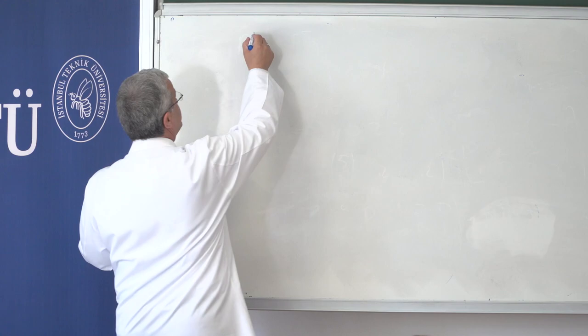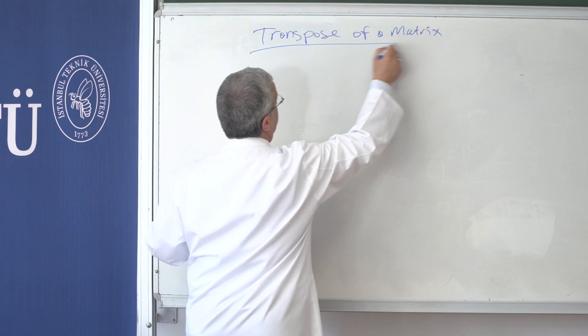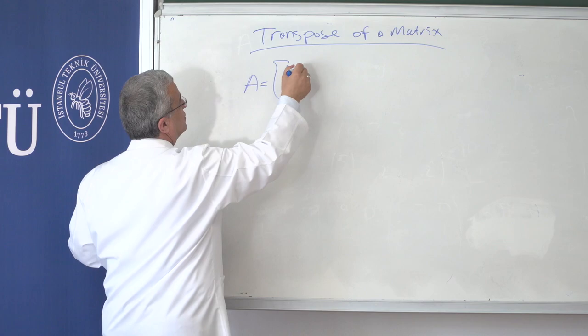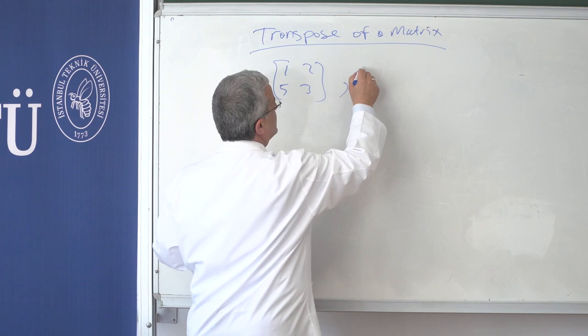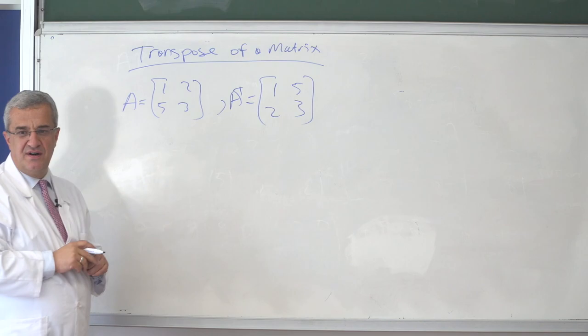Transpose of a matrix. Again, this is a definition. Let me give you an example before I do it. So A is equal to 1, 2, 5, 3. Let's say A transpose is just you leave the diagonal as it is and everything else switches, 2 and 5. This is called transpose.